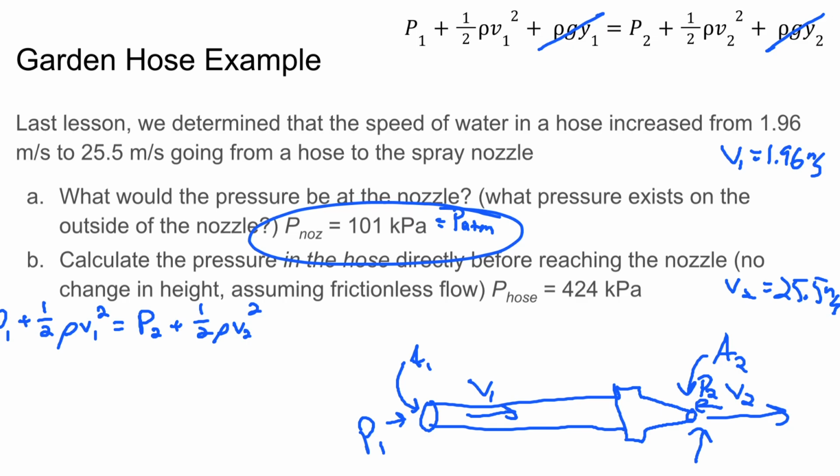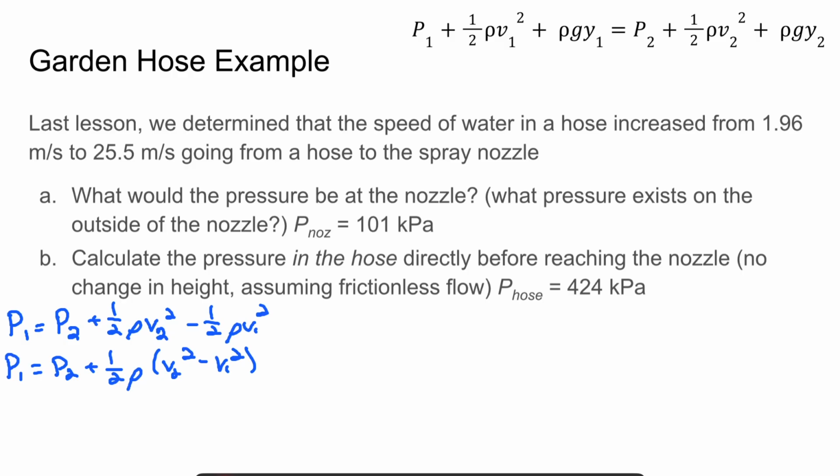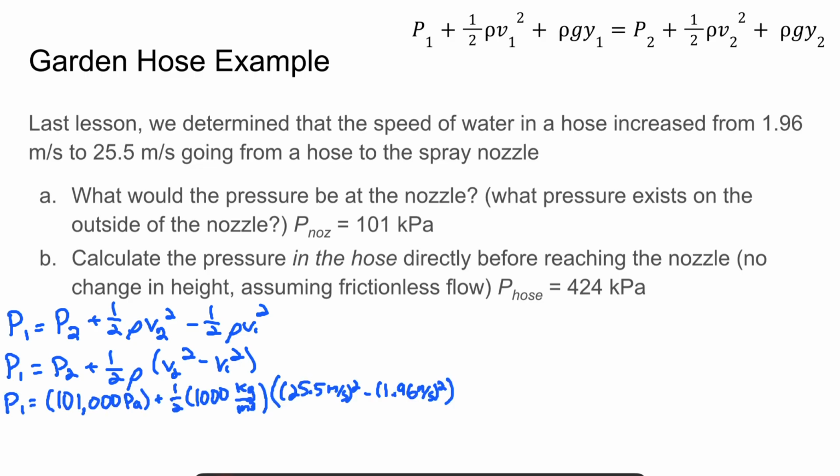To get the pressure inside the hose by itself, we'll take P2, the atmospheric pressure, and then we'll add to that the kinetic energy term for the velocity at the nozzle, 1/2 rho V2 squared, and then we'll subtract out the kinetic energy for the water within the hose, 1/2 rho V1 squared. I'm just going to rewrite this a little bit so that we have P1 equals P2 plus 1/2 rho times (V2 squared minus V1 squared). And then we can substitute in numbers.